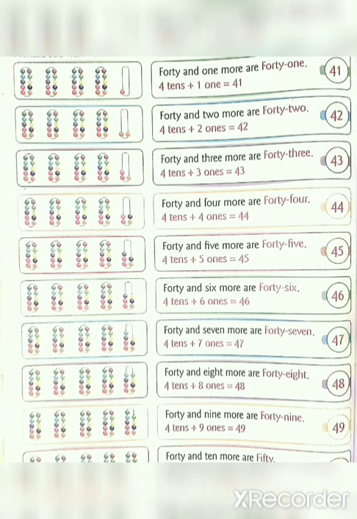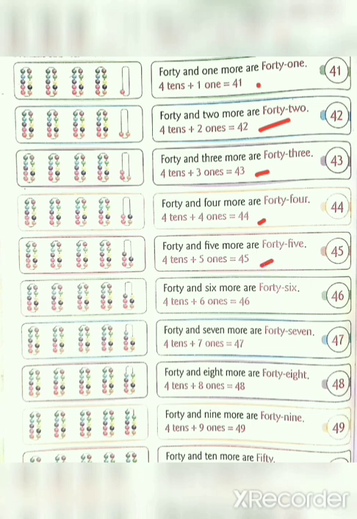In your book you can see 4 tens plus 1 one, 41. 4 tens plus 2 ones, 42. 4 tens plus 3 ones, 43. 4 tens plus 4 ones, 44. 4 tens plus 5 ones, 45.